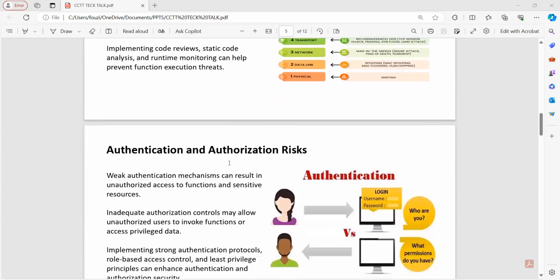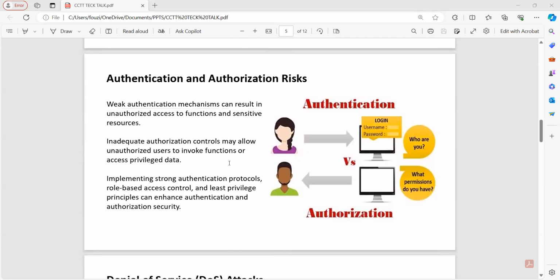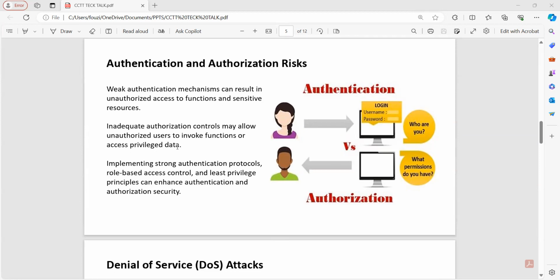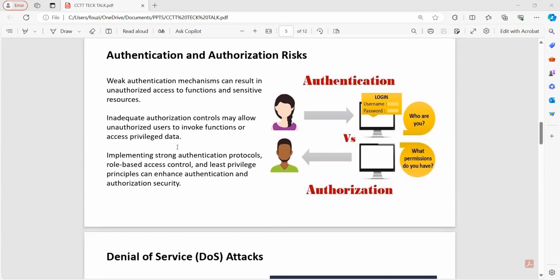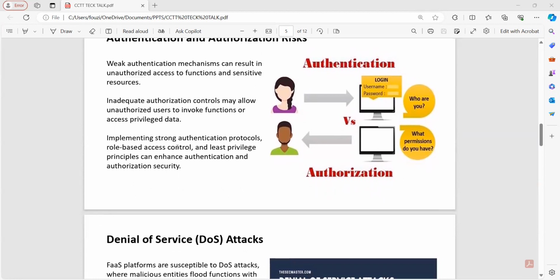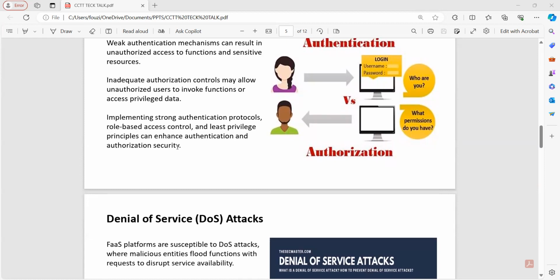Authentication and authorization risk. Weak authentication mechanisms can result in unauthorized access to functions and sensitive resources. Authentication versus authorization: authentication is the login and password, who are you; authorization is what permission do you have. That is the only difference. Inadequate authorization controls may allow unauthorized users to invoke functions or access privileged data. We need privileges to access data. So implementing strong authentication protocols, role-based access control, and least privilege principles can enhance authentication and authorization security.